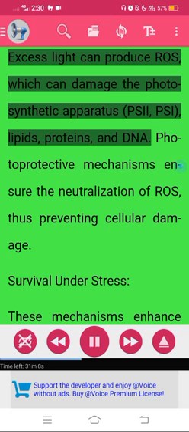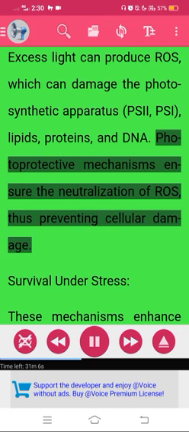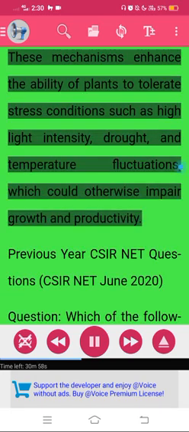Preventing oxidative damage. Excess light can produce ROS, which can damage the photosynthetic apparatus, PSI, lipids, proteins, and DNA. Photoprotective mechanisms ensure the neutralization of ROS, thus preventing cellular damage. Survival under stress. These mechanisms enhance the ability of plants to tolerate stress conditions such as high light intensity, drought, and temperature fluctuations, which could otherwise impair growth and productivity.